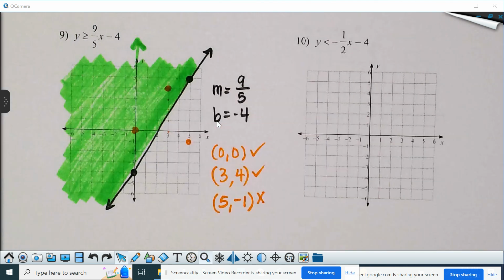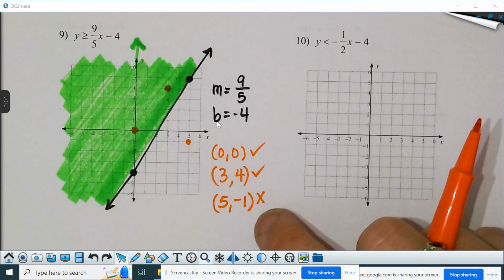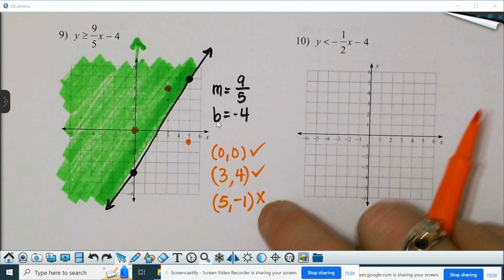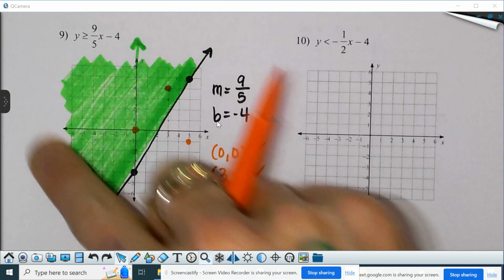So each one of these is a solution to the above. This one is not a solution. And then sometimes they say, hey, name a solution. So pick any point you want over here in the shaded area, and that's a solution.